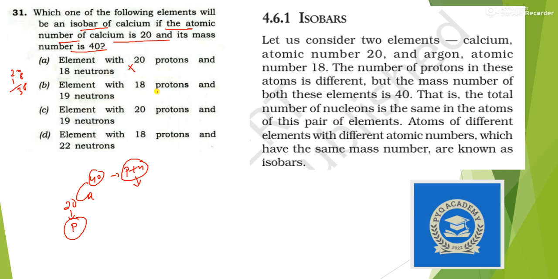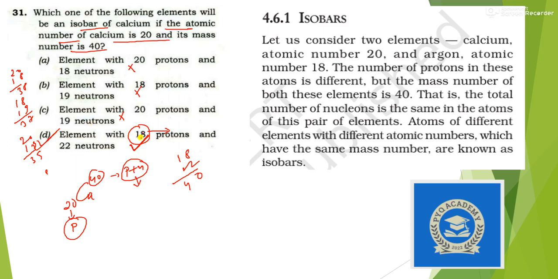This is wrong. Then 18 plus 19 will become 37. This is also wrong. Then 20 plus 19 will become 39. This is also wrong. Then 18 plus 22 will become 40. Yes, this is our correct option because isobar means the same atomic mass but different atomic number. So yes, 18 represents the protons and protons represent the atomic number. So the atomic number is different, but 18 plus 22 represents the atomic mass, which is the same. So our answer is option D.